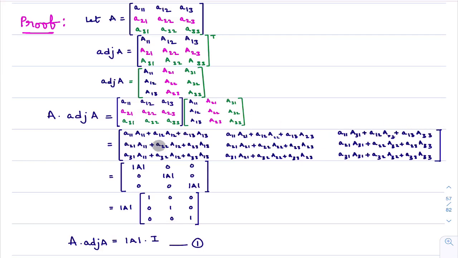Now how will you get second row, first column? Second row, second column? Second row, third column? Third row, first column? Third row, second column? Third row, third column, right? You know how to multiply two matrices. In the Matrices chapter we learned that, and it is important.